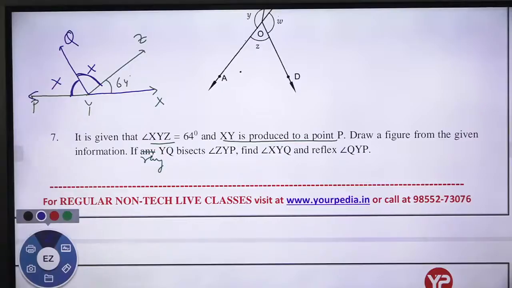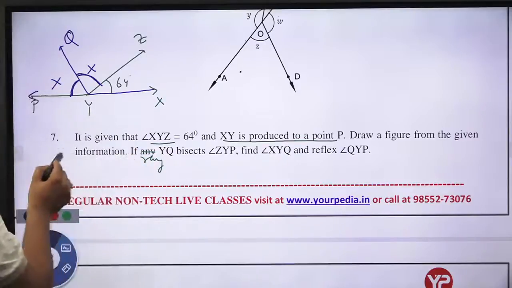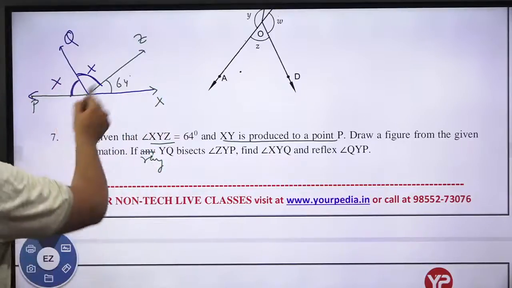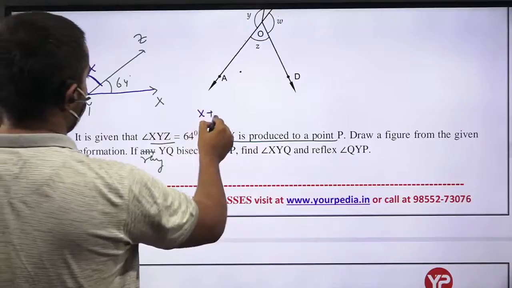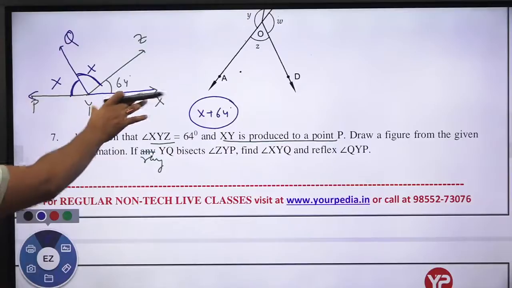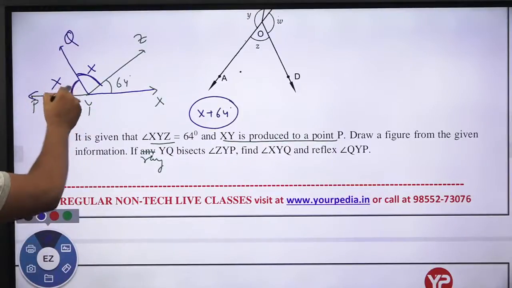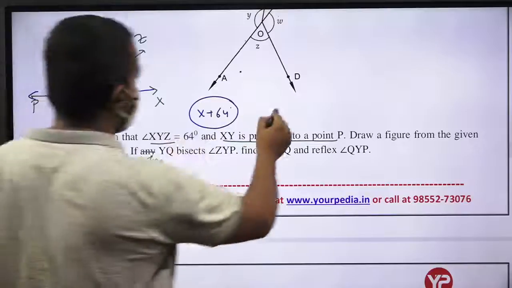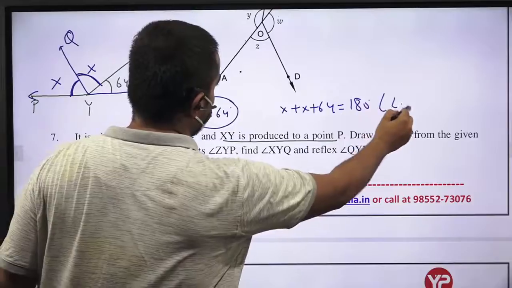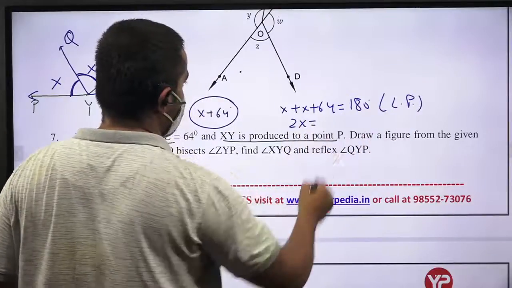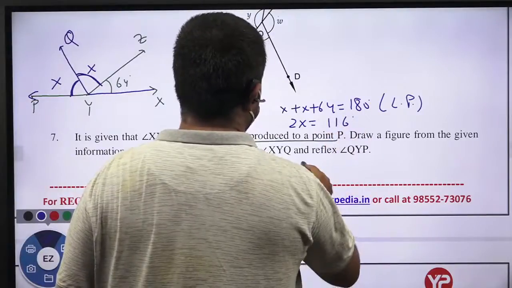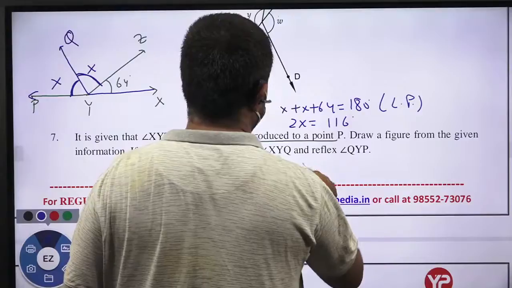So we have to find angle XYQ, that is x plus 64 degrees. Of course, P, Y and X will form a straight line, so that will form a linear pair. So that is x plus x plus 64, which is 180. So 2x is equal to 116.